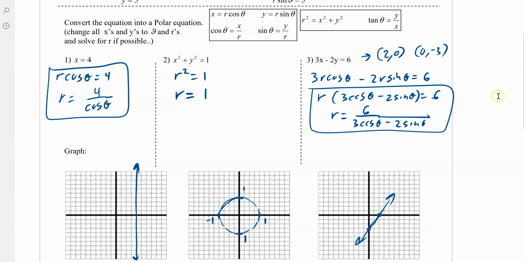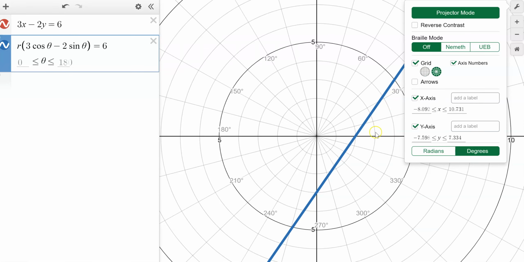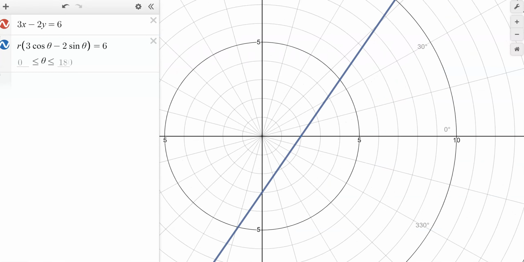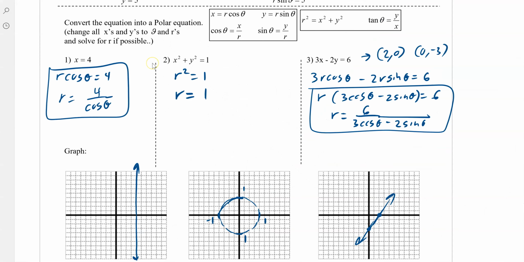If we check it in Desmos, both of these should give us that line. We can see there's our line, nice and perfect, and there it is in polar. See, they match perfectly. Both are the same. So it's just a quick switch using what we've been using. Rectangular, polar, both the same. And there you go.